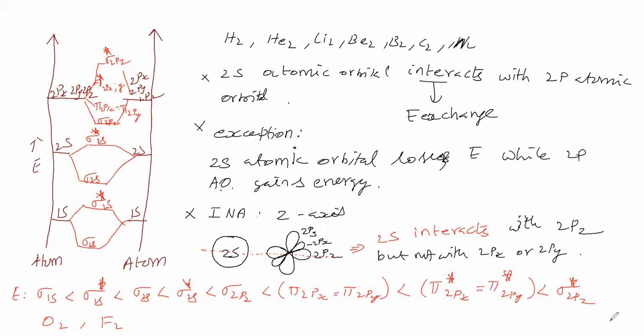Therefore, what happens to the energy? The energy of 2s decreases, the energy of 2pz increases, whereas the energy of 2px and 2py remains the same. Why do 2px and 2py remain the same? Because they are not interacting with 2s. 2pz is interacting, that's why its energy rises. So due to this interaction, what happens to the molecular orbital energy levels, that we will see.